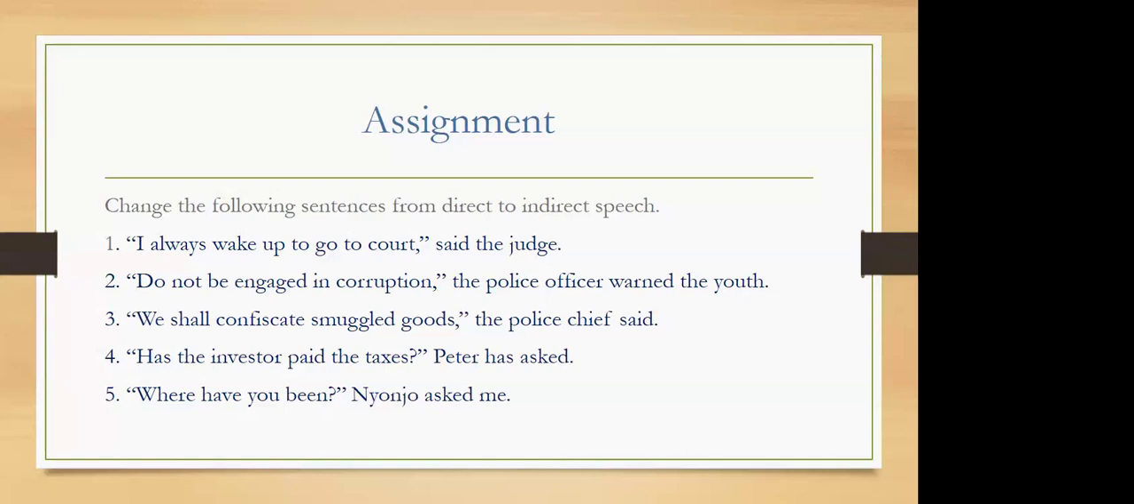So I'm going to do number 1. The judge said that he always wakes up to go to court. Okay, thank you very much. That's correct.